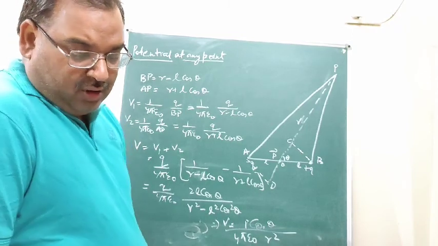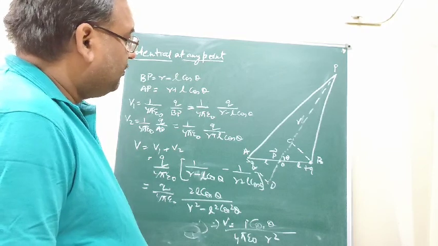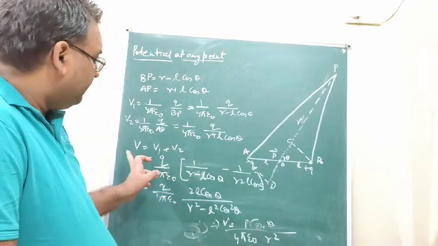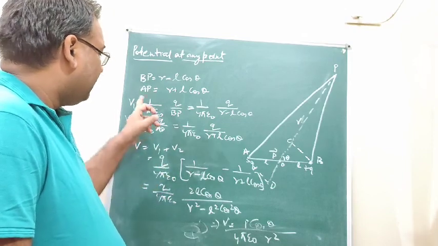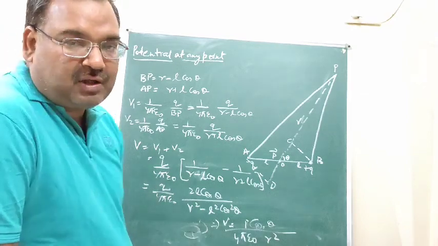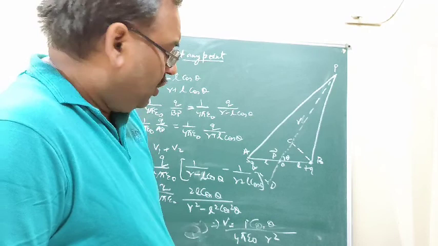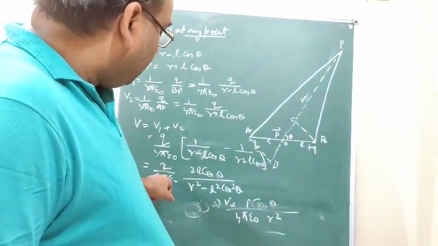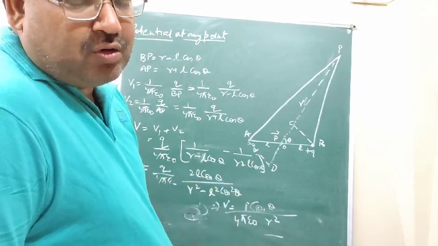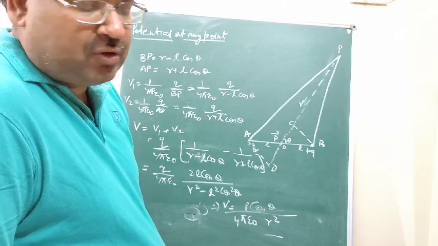Now, we have to find out the potential at the point P due to these two charges, minus and plus. Net potential is to be found out. Net potential is the sum, V equal to V1 plus V2. We substitute these values of V1 and V2. We get q upon 4 pi epsilon naught times 1 upon r minus L cos theta minus 1 upon r plus L cos theta. On solving, we get q upon 4 pi epsilon naught times 2L cos theta upon r square minus L square cos square theta.